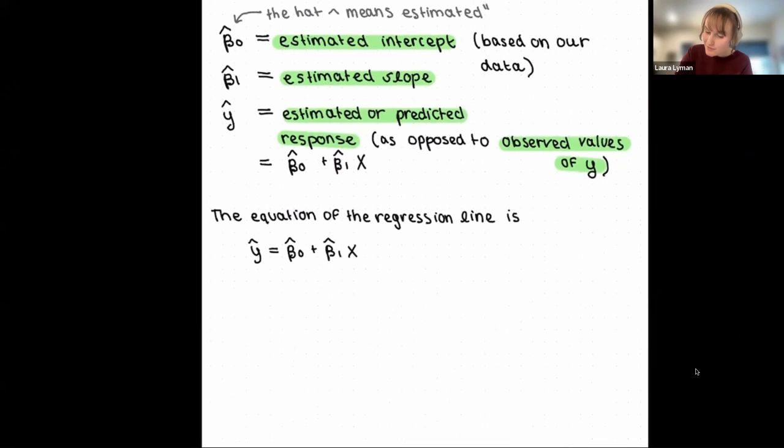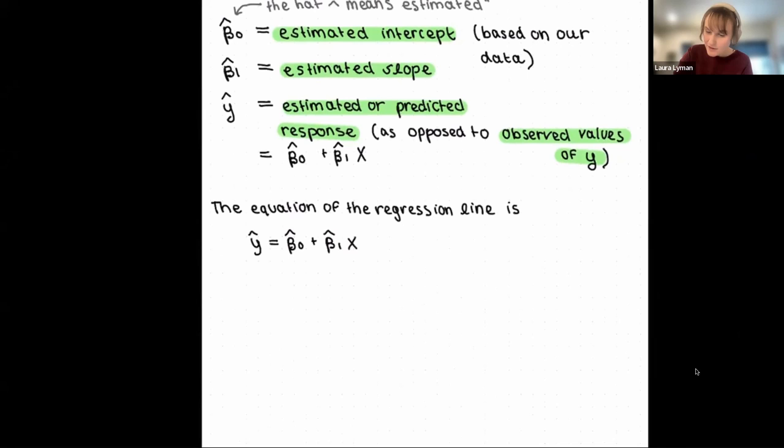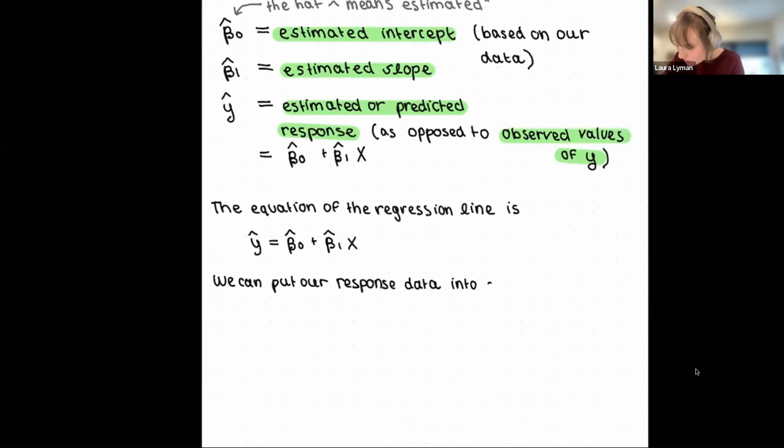So the equation of the regression line, again, is y hat is beta naught hat plus beta 1 hat times our input x. Now, we can put our response data, or all of the values of y, into a vector, which you can think of as a list.